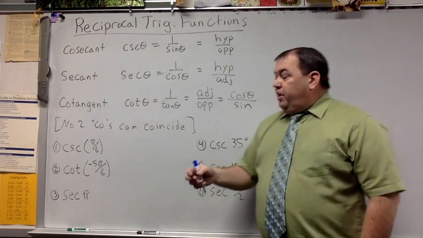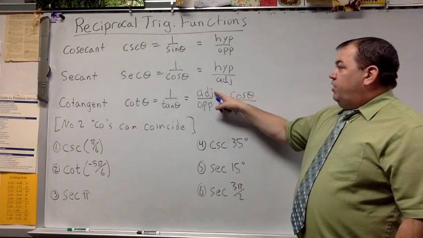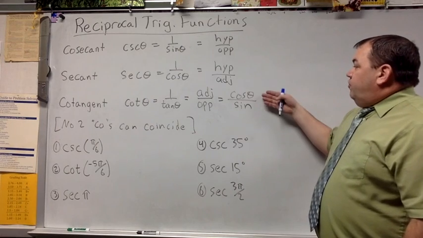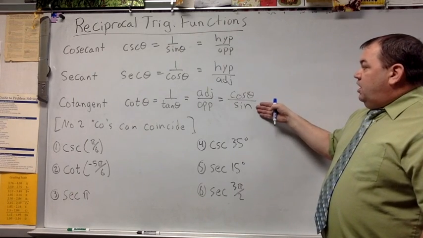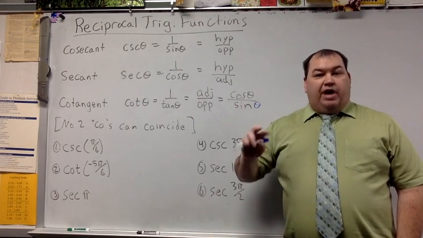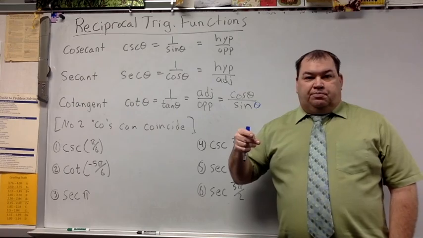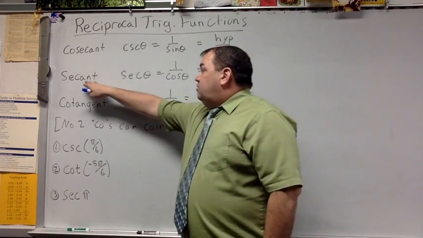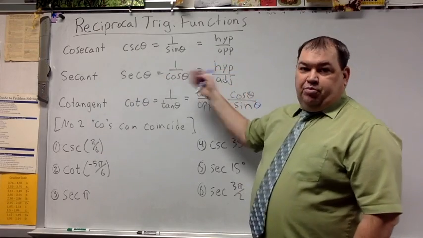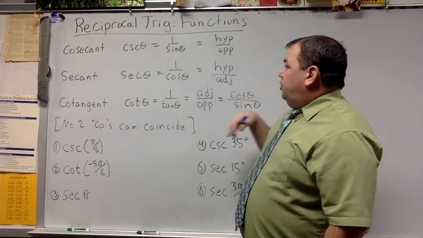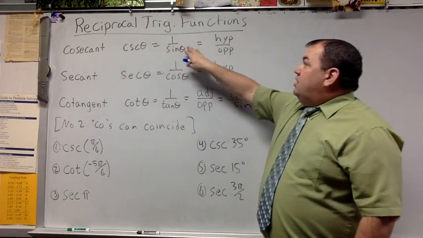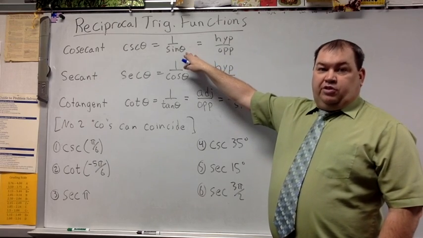So if you think right triangle trig, it's adjacent over opposite instead of opposite over adjacent, which is tangent. If you think of it in trig functions, it's cosine over sine as opposed to sine over cosine for tangent. So everything has been reciprocaled. If I look at secant, shortened up as SEC, that's the cosine function, reciprocal, or hypotenuse over adjacent. And the cosecant, shortened up to CSC, is the reciprocal of the sine function.